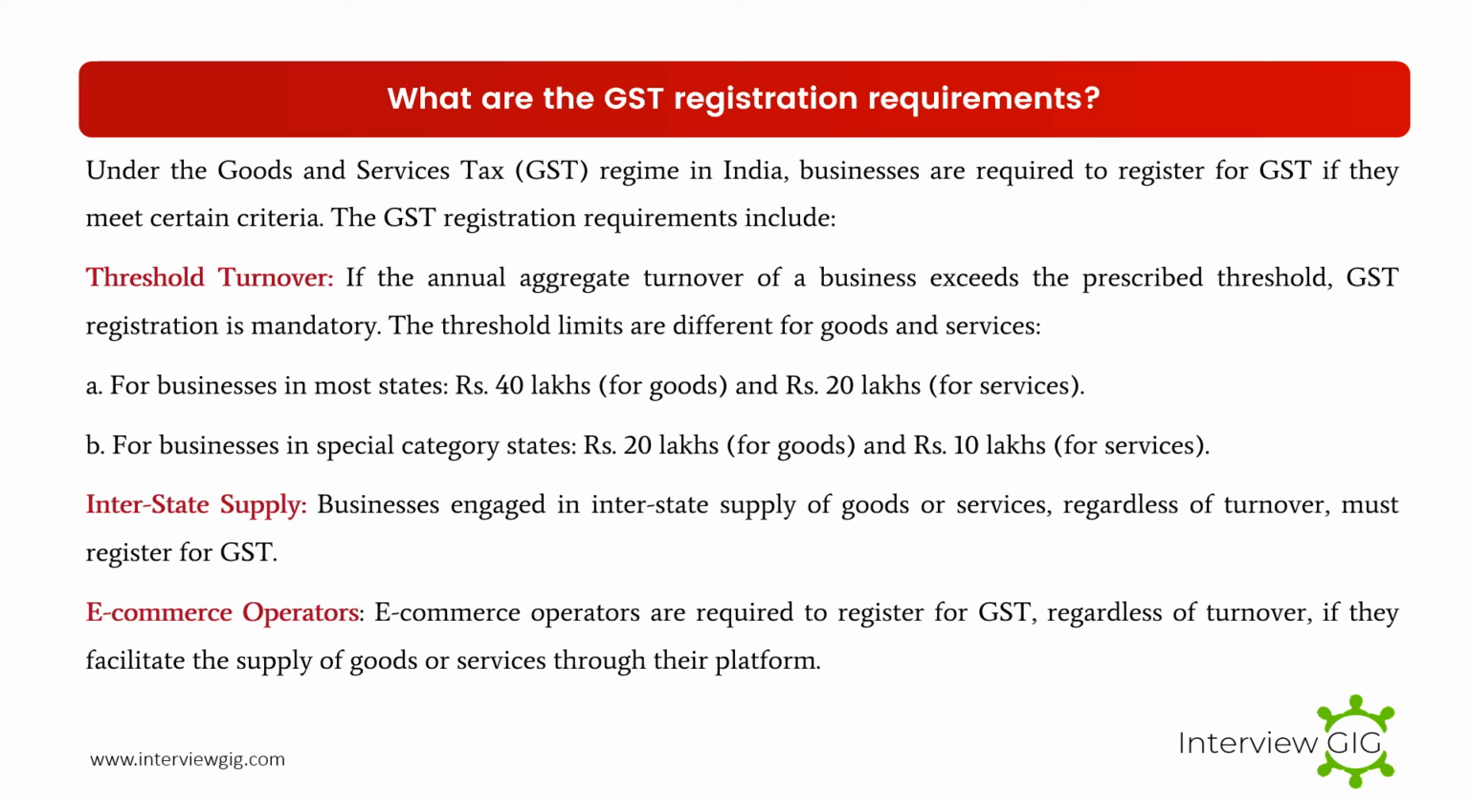If the annual aggregate turnover of a business exceeds the prescribed threshold, GST registration is mandatory. The threshold limits are different for goods and services. A. For businesses in most states, rupees 40 lakhs for goods and rupees 20 lakhs for services. B. For businesses in special category states, rupees 20 lakhs for goods and rupees 10 lakhs for services.